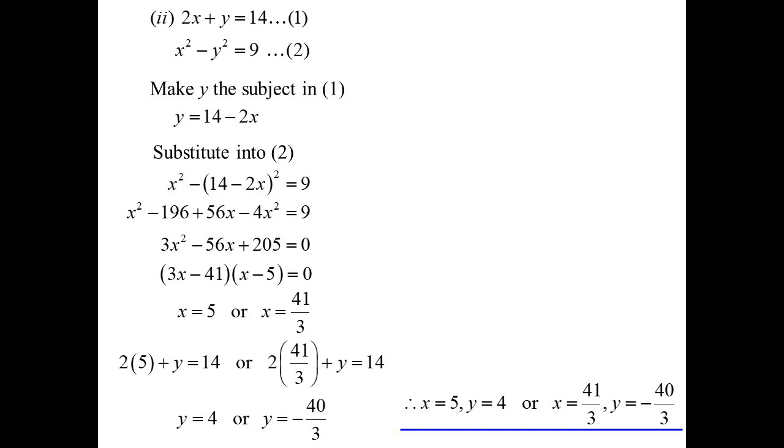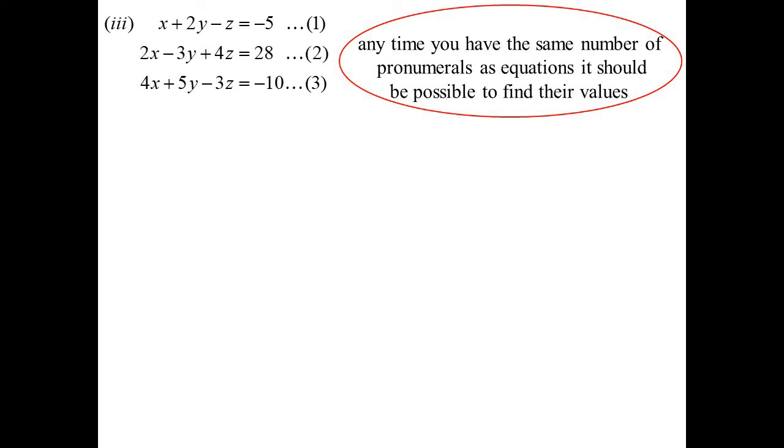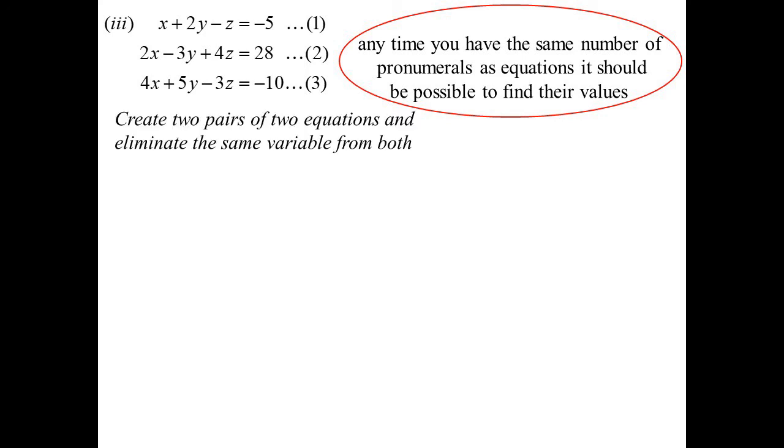As long as you've got the same number of equations as you do pronumerals, theoretically, we should be able to find them. So I've got x's, y's, and z's. How do we do it? It's still the same idea. From those 3, I'm going to create 2 pairs of 2 equations. Basically I'm going to eliminate the same variable from all of the equations.